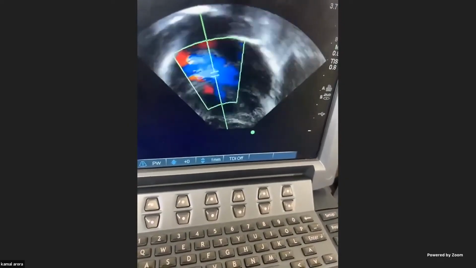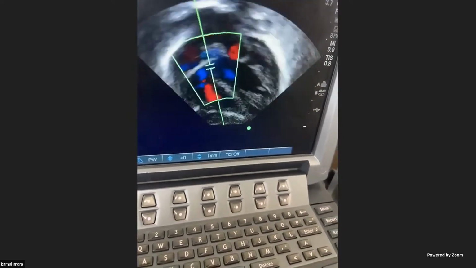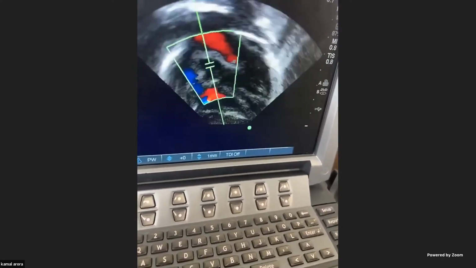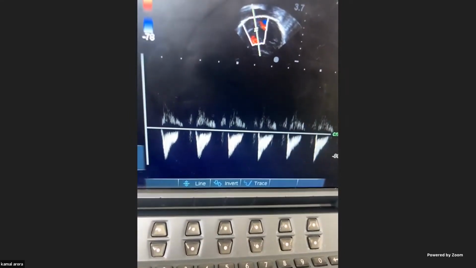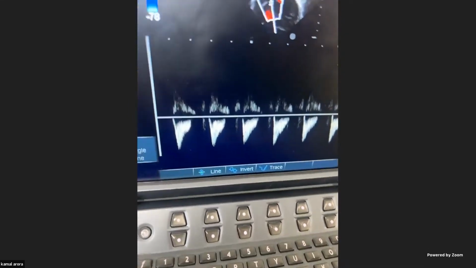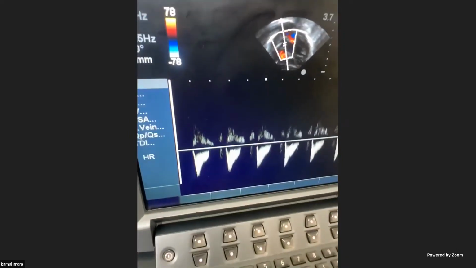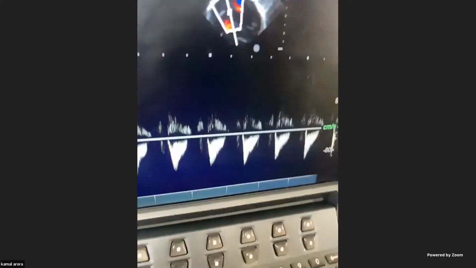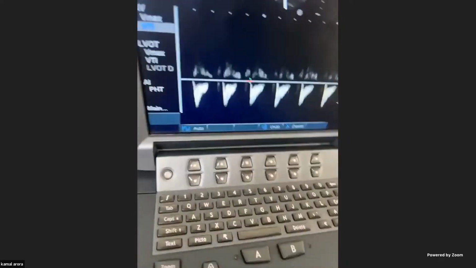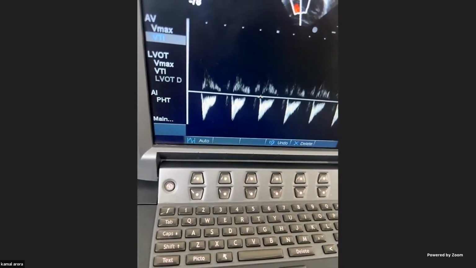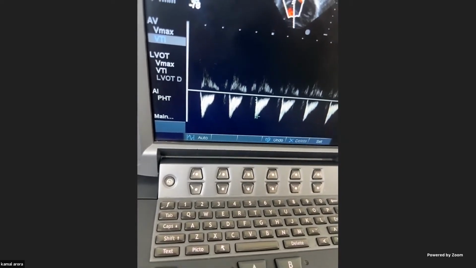So where do we put the cursor is just beyond the aortic valve. I'm trying to figure out that place just beyond the aortic valve. So now we are calculating the VTI. So calculations. Aortic valve, VTI. For the VTI, we need to trace the whole negative tracing.